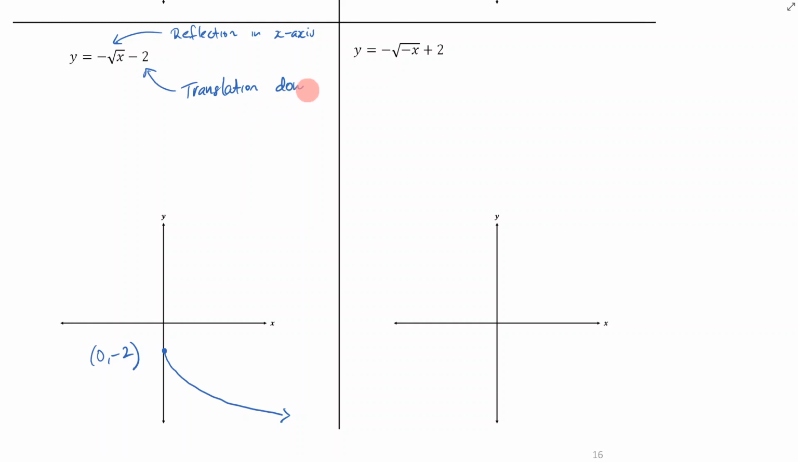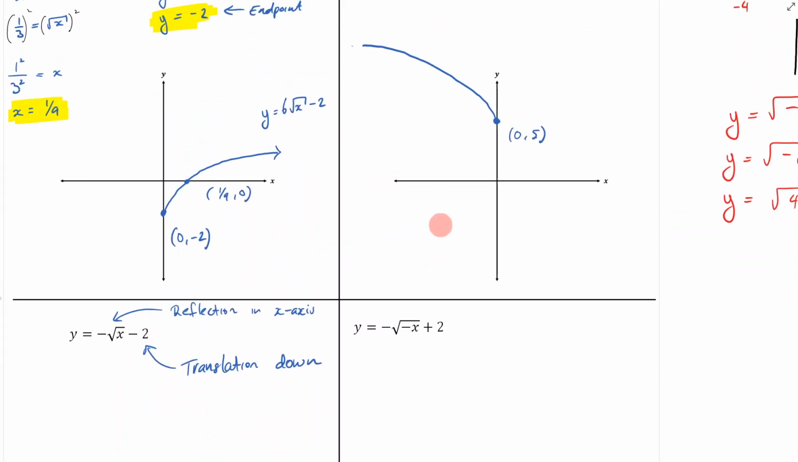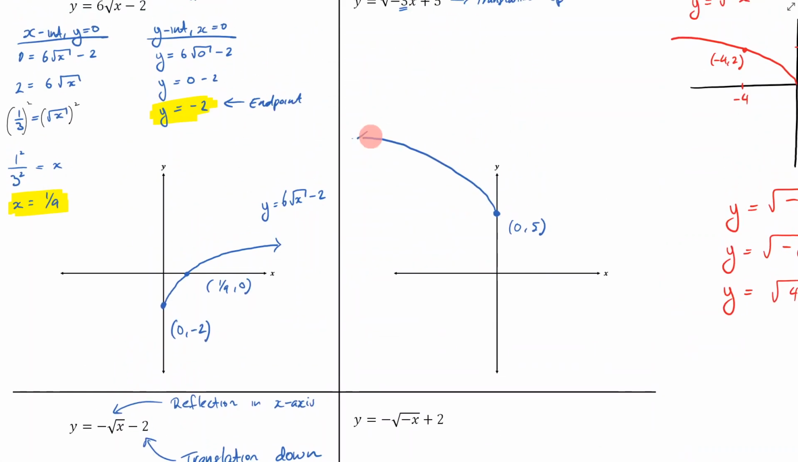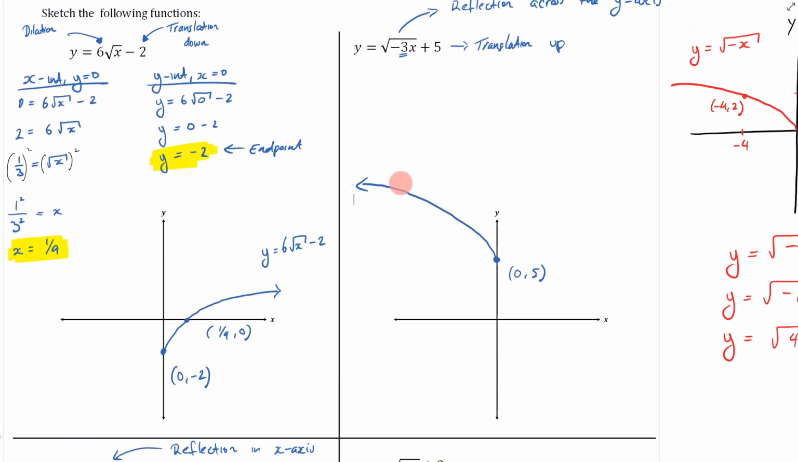We don't have to worry about finding any x-intercepts, because we know, based on how it looks, that it's not going to have any. And that's the same thing over here. We knew it's not going to have any x-intercepts because of just how it looks.